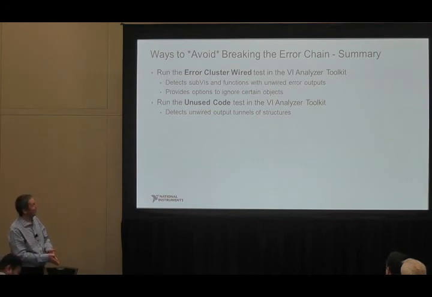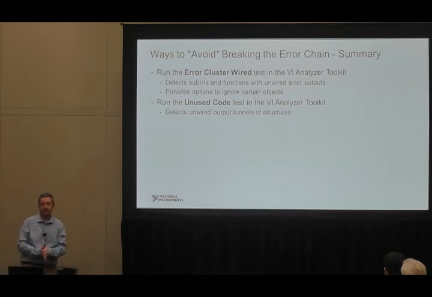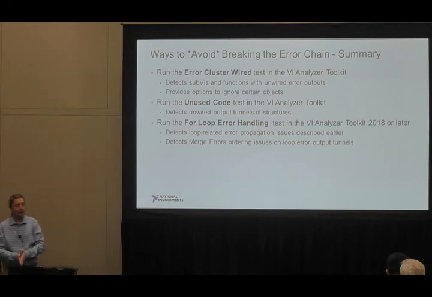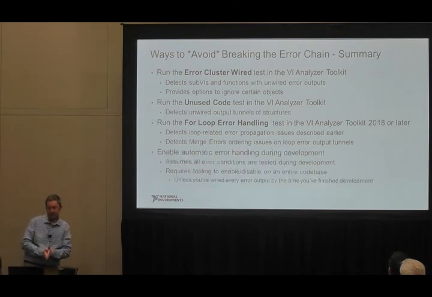Another test to run is unused code. That's going to find places where, like that thing I showed in the DAC VI, the error went to the tunnel but then it didn't go anywhere. That test will find that. The for loop error handling test in LabVIEW 2018 and later will detect those 0 iteration loop situations where you might lose errors.